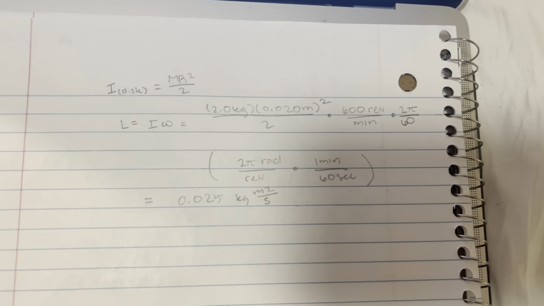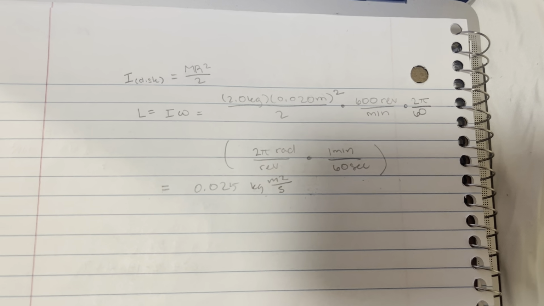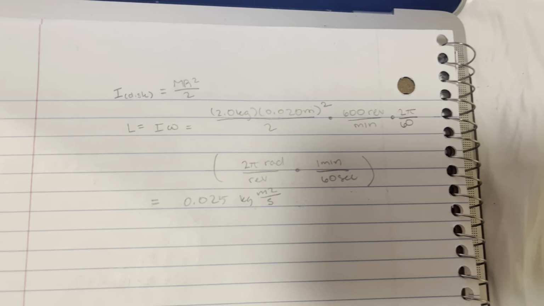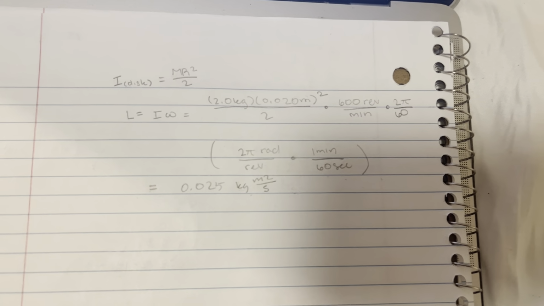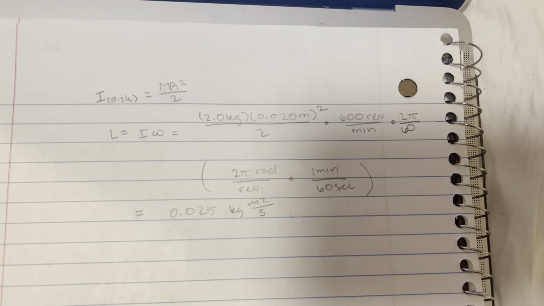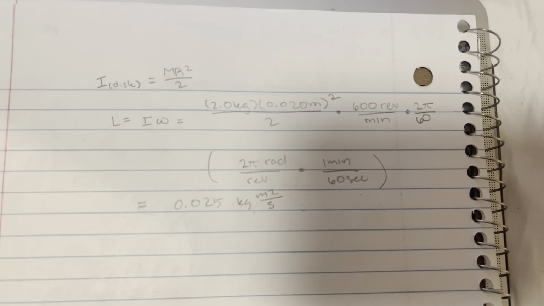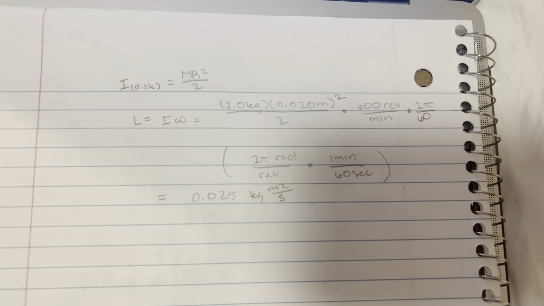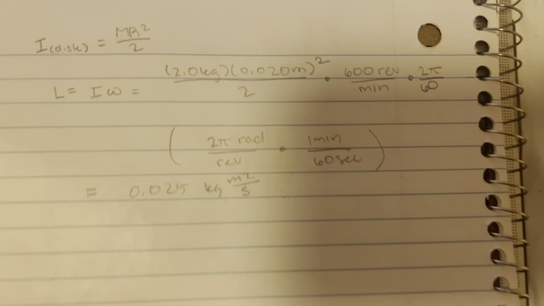And then if we plug those numbers in, we know that the mass of the disk is 2 kilograms. And then we're told the diameter of the disk in centimeters. So we're told that it's 4 centimeters, so the radius is going to be 2 centimeters, or 0.02 meters. And then that's going to be squared divided by 2. And then we need to multiply that by the angular velocity, which we're told is 600 revolutions per minute.